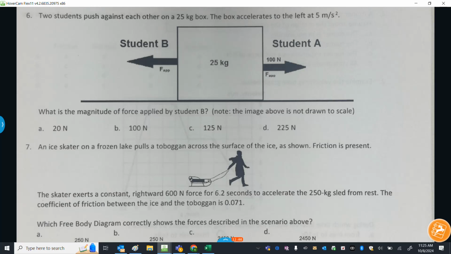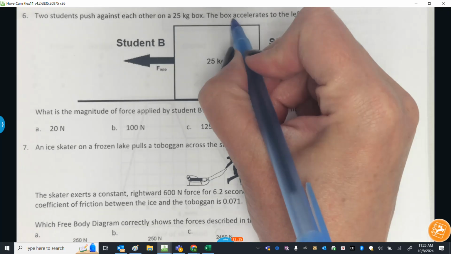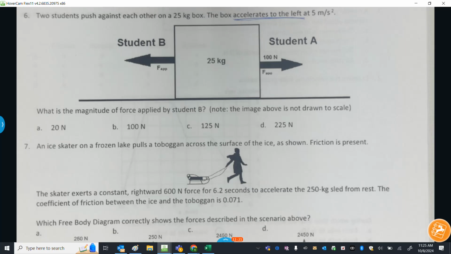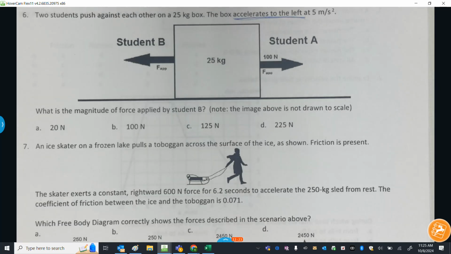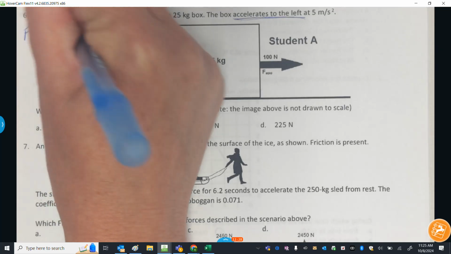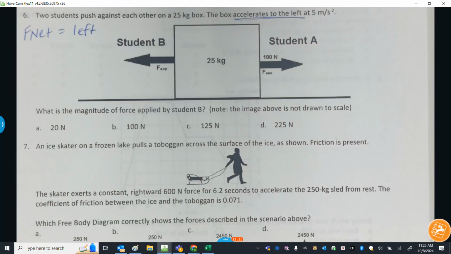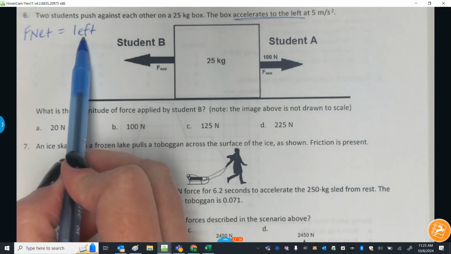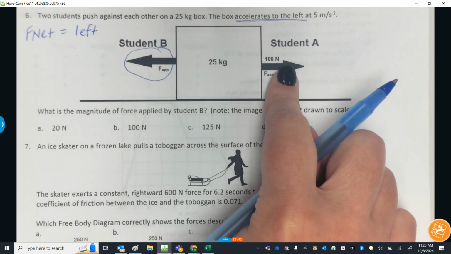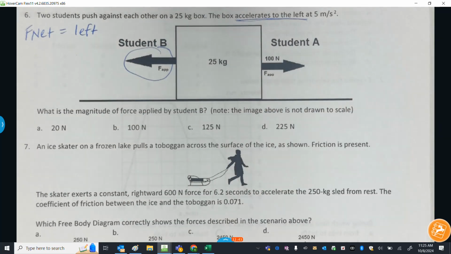So if you look at this, first things first, before you do any math, let's think about what this means. If this box accelerates to the left, that means my net force has to be to the left. Again, your net force is in the same direction as your acceleration. So my net force has to be to the left because it says it's accelerating left. And as soon as I see that, that means this has to be bigger than this, because that's what gives you a net force to the left, if this force is larger than that one.